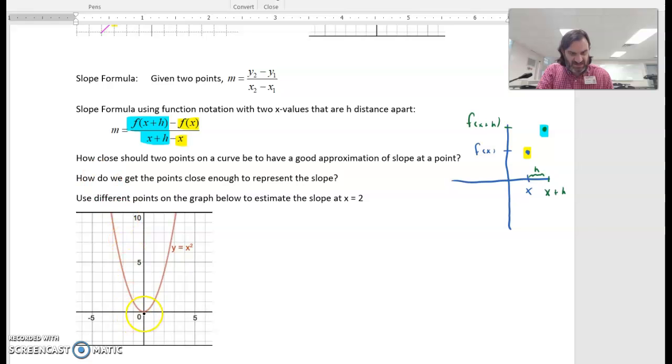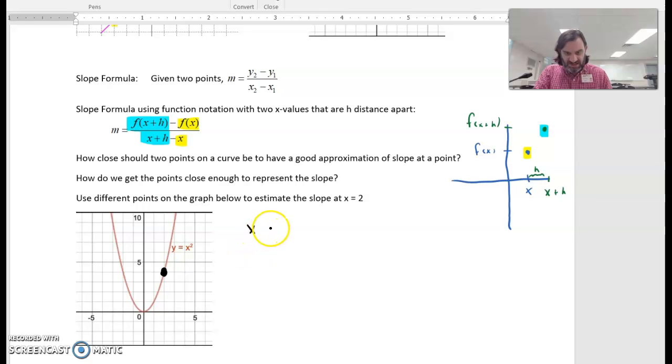And let's look at the point when x is 2. So why did I pick 2 here? Okay, so when x is 2, we got the y value of 4. So let's make ourselves a little table here. Okay, x is 2.